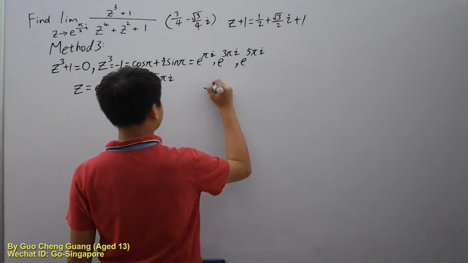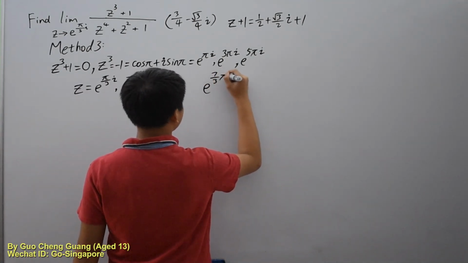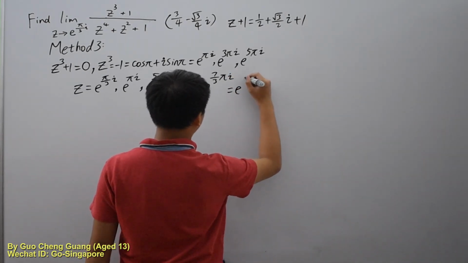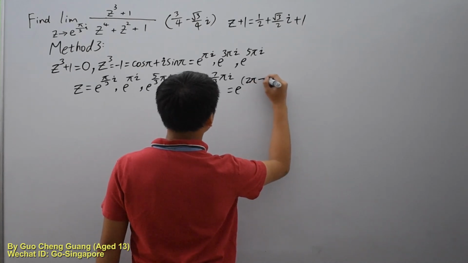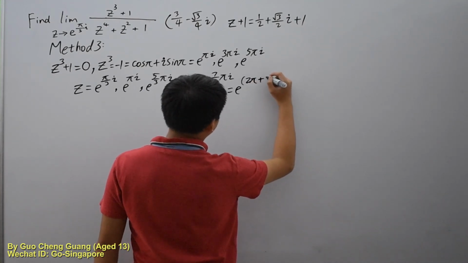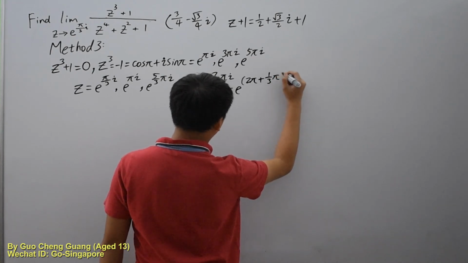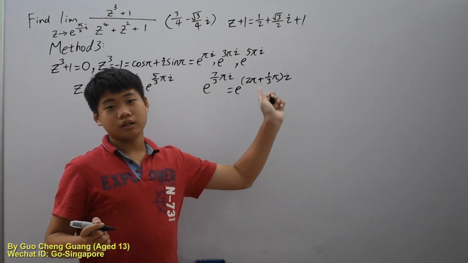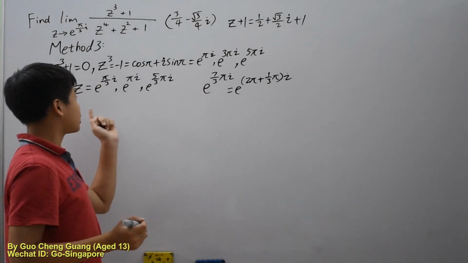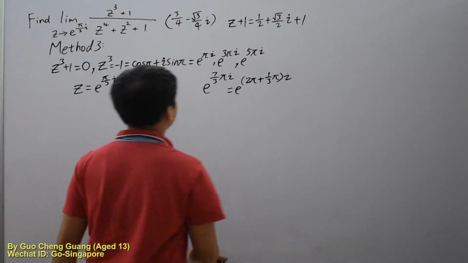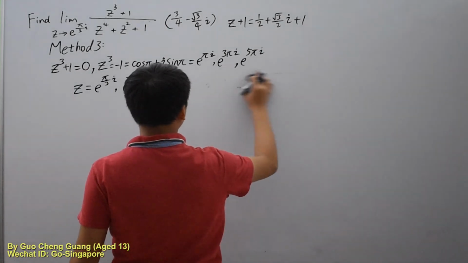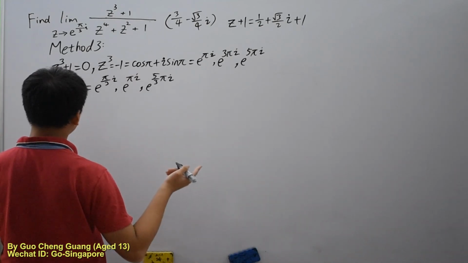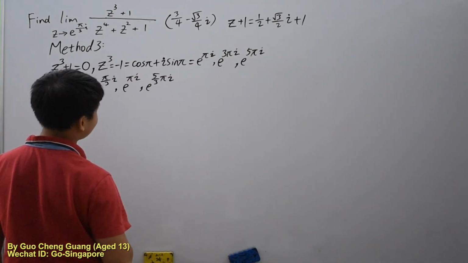But wait, let's take a look. e to the power of 7 over 3 pi i. How about let's take out, it seems like you can take out 2 pi. And if you take out 2 pi, you will get plus 1 over 3 pi i. And thus this 2 pi is actually useless, and it goes back to 1 over 3 pi, or pi over 3. So we only need these 3 parts.